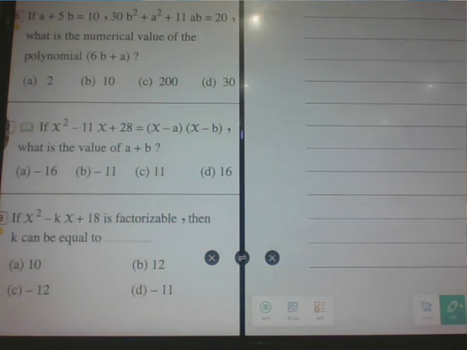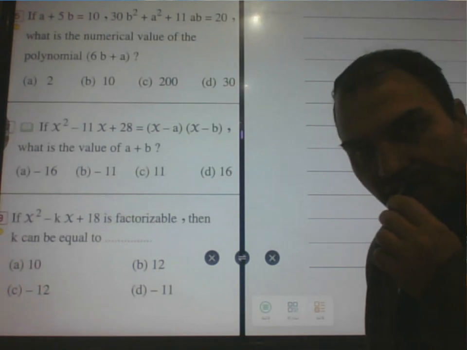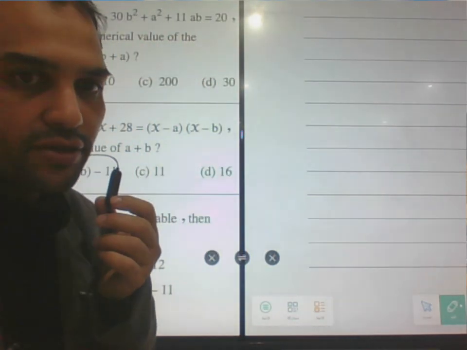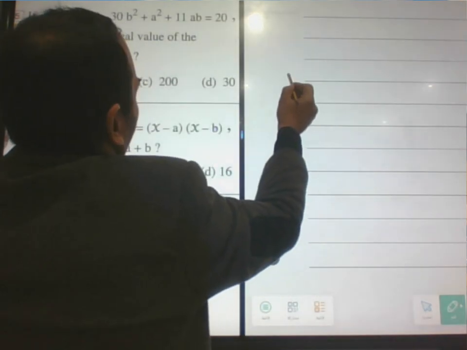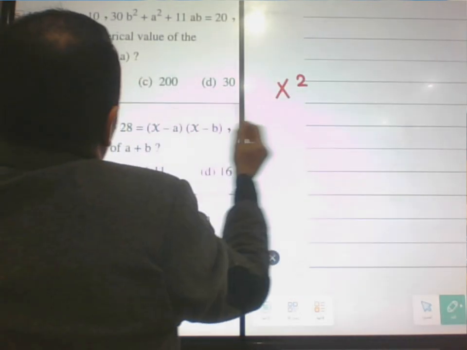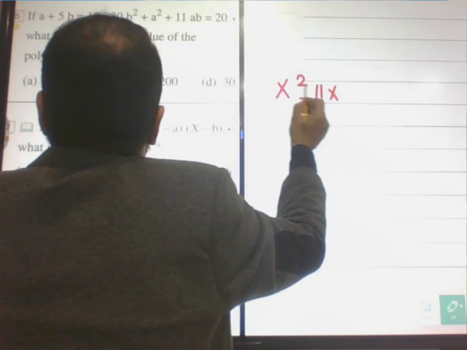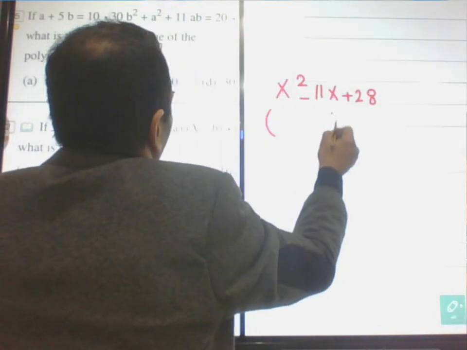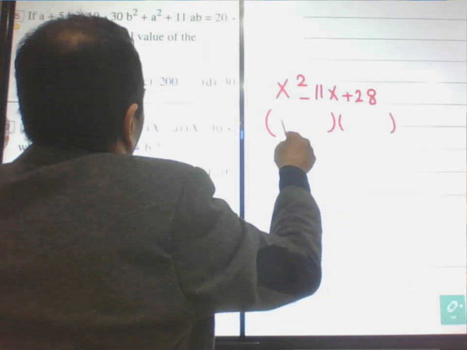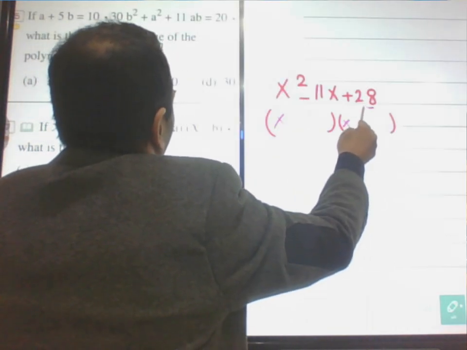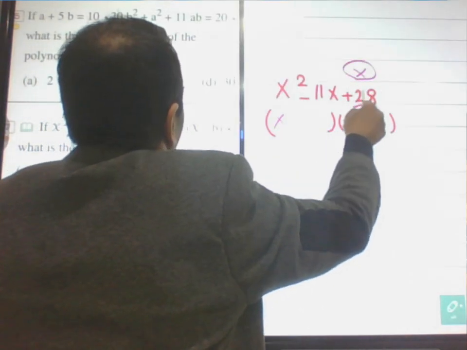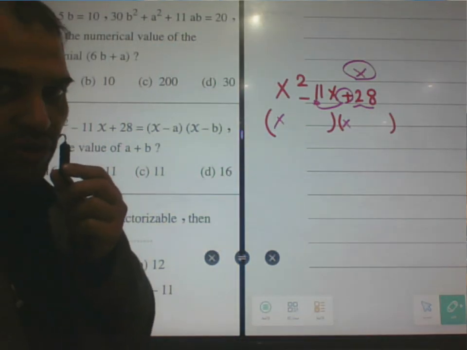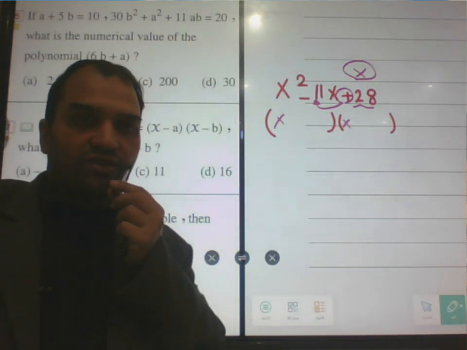he wants to find a plus b. I will factorize this expression. We have x power 2 subtract 11x plus 28. I will factorize the expression by opening two brackets. x power 2 equals x by x. We want two numbers whose product equals 28 and whose summation equals 11. 4 times 7 equals 28 and the summation between them equals 11.